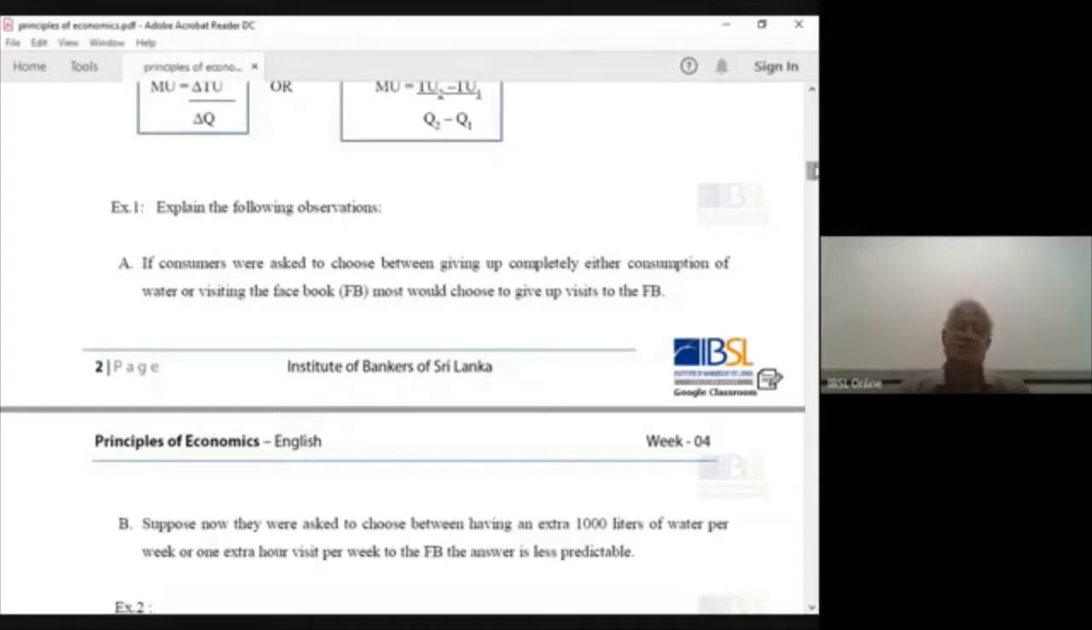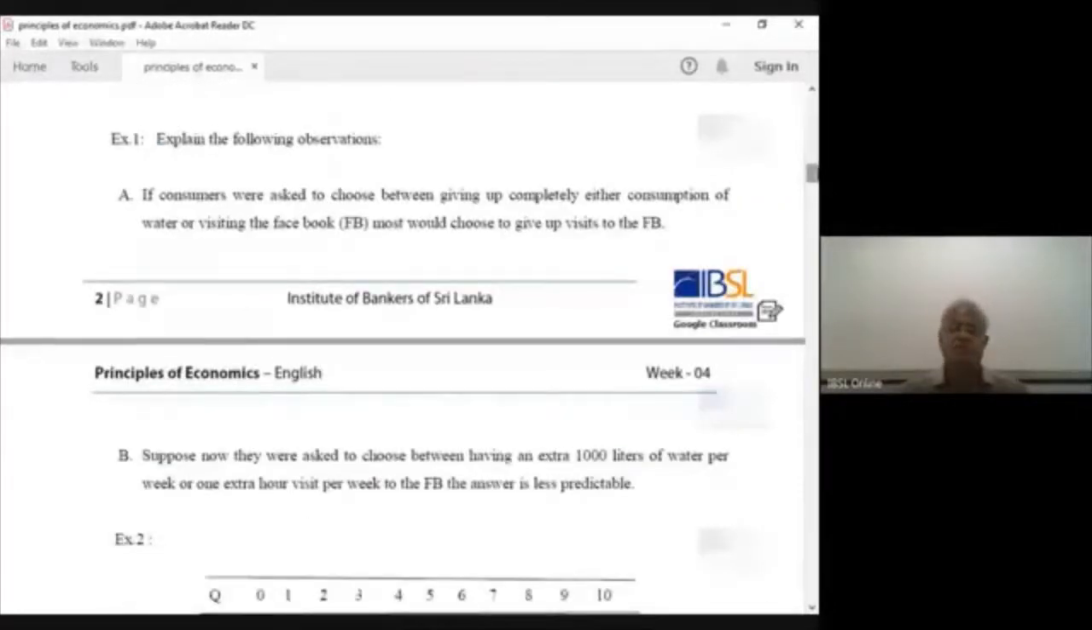The answer to part A is clear. The answer to part B is not clear, not predictable. Why is that? First one is total utility. The total satisfaction of water is definitely higher than the total utility of FB. Therefore, they compare the total utility and see water is very important. You can say it is essential, meaning total satisfaction higher than FB. Therefore, definitely they will stop seeing FB and consume water.